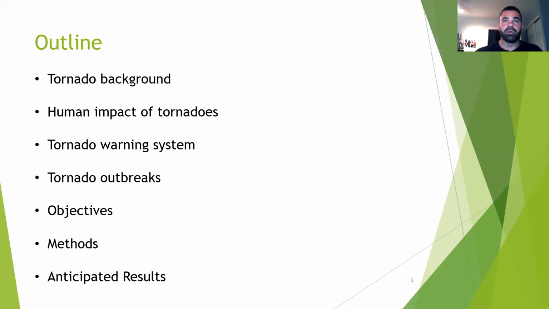During tonight's presentation, I'll begin with an introduction and background on tornadoes. I'll also discuss the human impacts of tornadoes and briefly describe the tornado warning system. Before discussing the specifics of my project, I'll give an overview of tornado outbreaks. And then the second half of the presentation will focus on my project, specifically on the objectives, methods, and anticipated results.